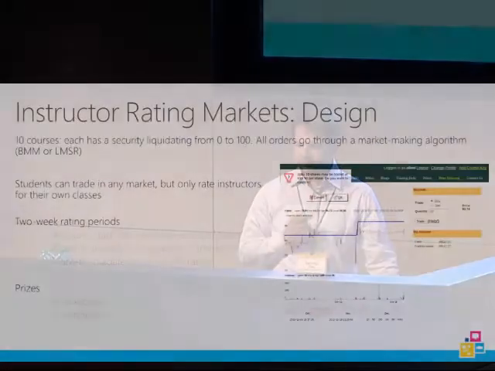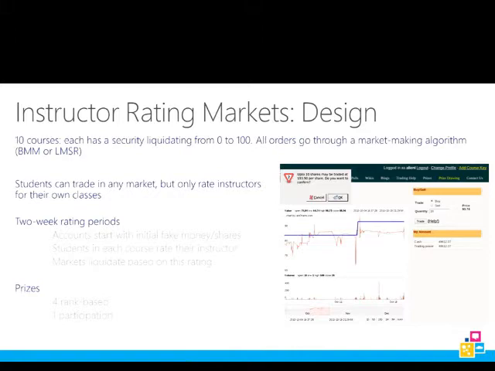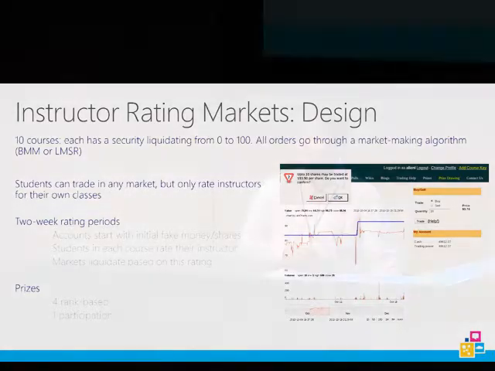So what we did was we ran markets for 10 different classes at RPI. Each course had a security that liquidates between 0 and 100, with all orders going through a market-making algorithm. So now students at RPI could trade in any of these markets, but they were only allowed to rate instructors for the classes that they were taking.